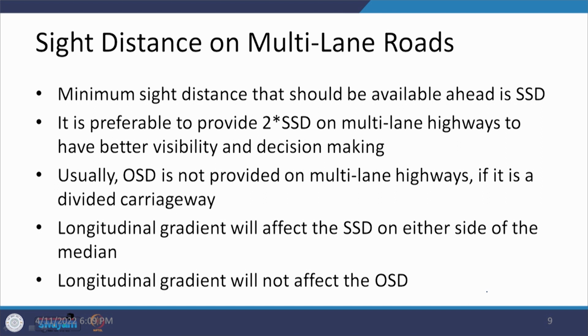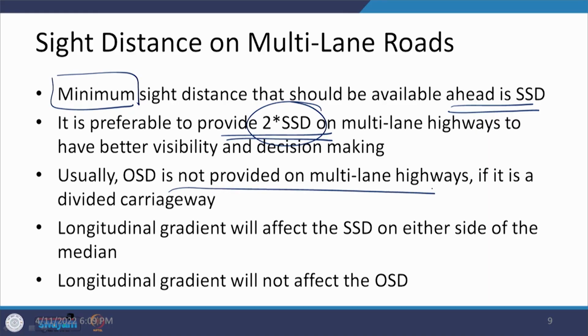When you talk about multi-lane roads, the minimum sight distance that should be available ahead is SSD. That is the minimum value which has to be there. But we discussed that it is preferable to provide 2 times SSD, because there may be a vehicle which has stopped ahead, and the vehicle coming with a faster speed is trying to apprehend what has happened to that vehicle, whether it is going to move or stay. At that speed, because of the perception time, it is always advisable to provide additional safety, and that is the reason why we go for 2 times SSD in those conditions.